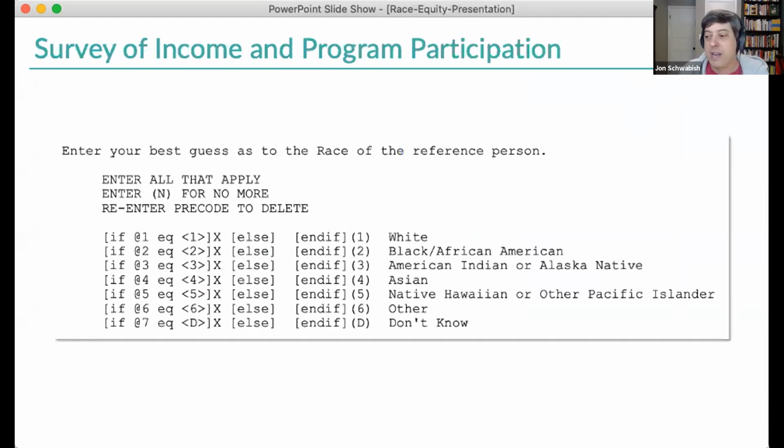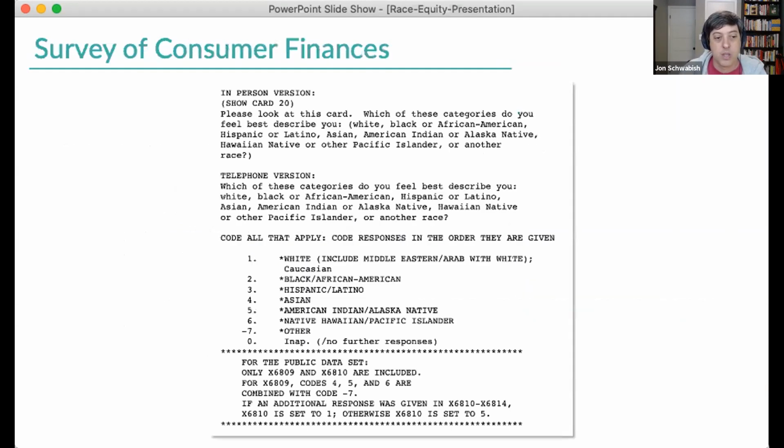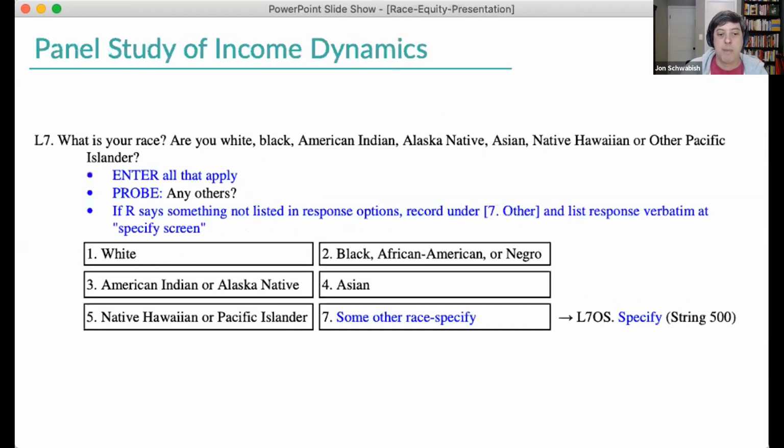Okay, survey of income and program participation. Enter your best guess as to the race of the reference person. So again, for the interviewer, we have 7 categories, 1 to 6, with D referencing I don't know. Survey of consumer finances run by the Federal Reserve Board. We have 8 different categories, 1 to 6, a -7 for other, and then 0 is sort of a missing category.